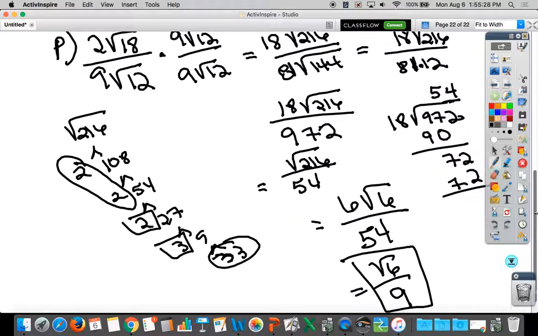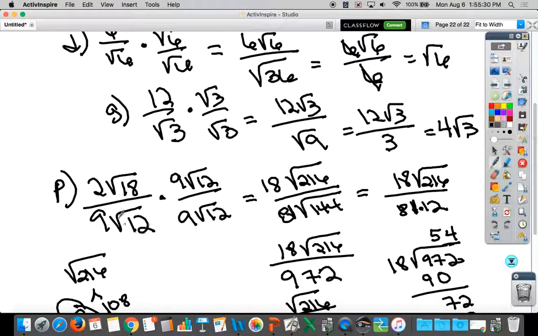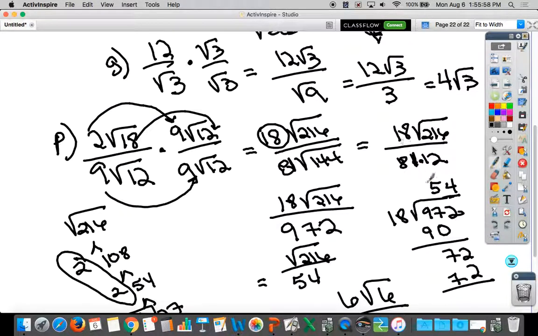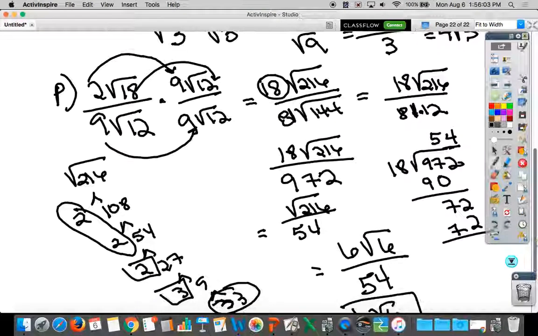Let me go back over things. Whatever is in the denominator, you multiply top and bottom. Outside times outside, inside times inside. The square root of 144 is 12, and all I've done now is simply multiplication, division, and then I factored the 216, and then further simplified.